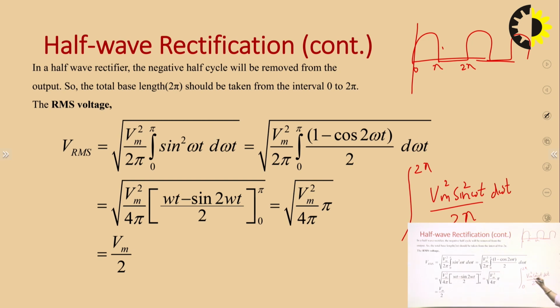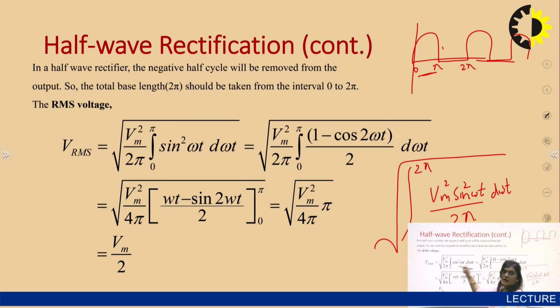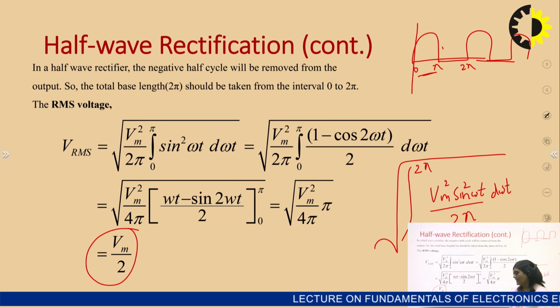So first of all, we have done the square, after that we have taken the mean, and after that we take the square root. So this is the Vrms value. Here, from 0 to pi the value exists as Vm sin square omega t, and from pi to 2 pi it is 0. So for pi to 2 pi we keep 0, but 0 to pi is here. After solving this we get a value of Vm by 2. So this is the Vrms value in the case of the half wave rectifier.